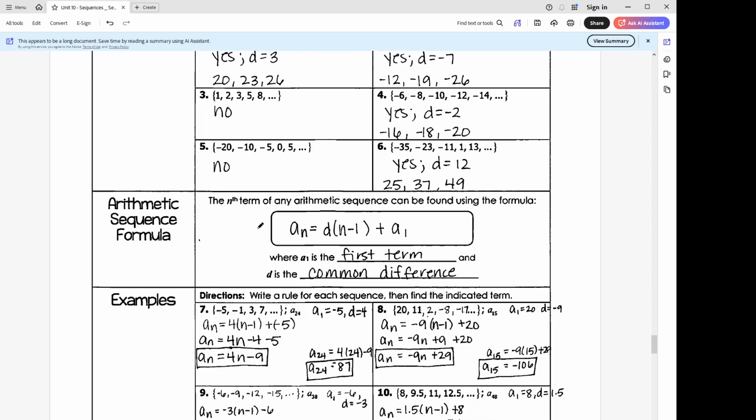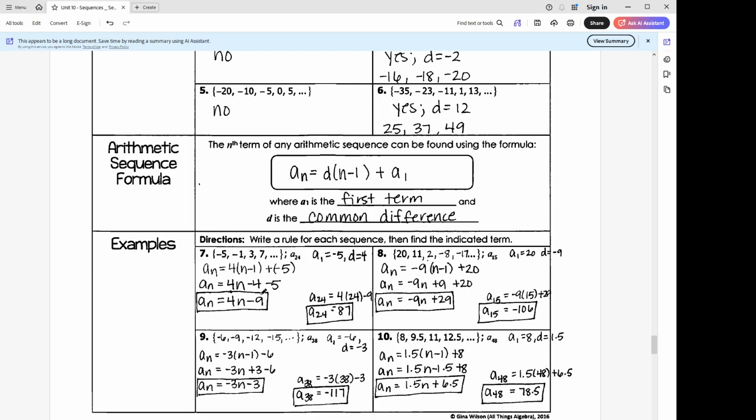So the arithmetic sequence formula helps us find any term in the sequence. We read this as a sub n equals d, the common difference, times n minus 1, plus a sub 1, which means the first term. A sub 1 is the first term, and of course d is the common difference. You might see in other help videos or in the textbook, some resources write a sub 1 first, and then d times n minus 1 second. I left an example on the board in blue, where I actually wrote a sub 1 first, and then d times n minus 1 second. It doesn't matter. You end up with the same expression anyway.